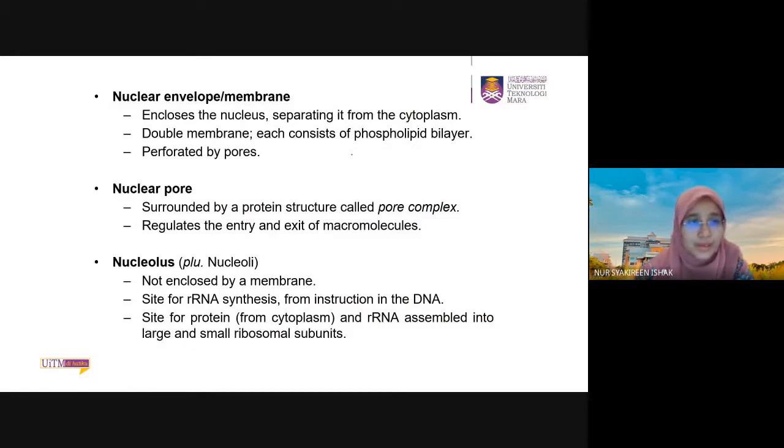The nuclear envelope or nuclear membrane encloses the nucleus, separating it from the cytoplasm. It consists of a double membrane, inner and outer. All membranes, whether plasma membrane, membrane of mitochondria or membrane of chloroplast, consist of phospholipid bilayer. The nuclear membrane is perforated by pores, which is the pore complex, proteins that are embedded in the nuclear membrane.